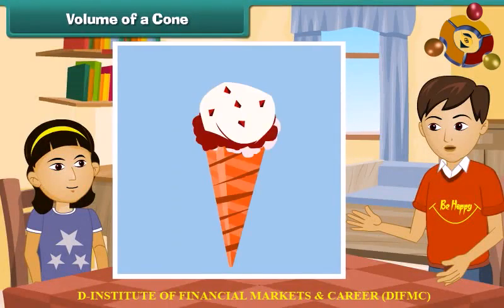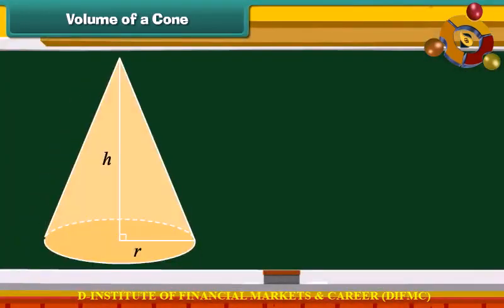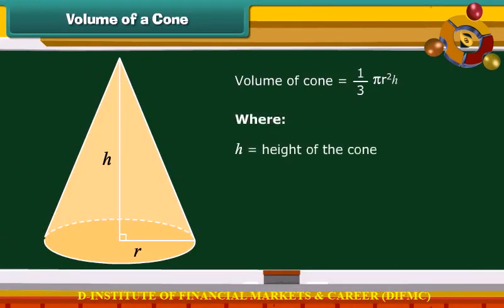Wow, yummy ice cream! Have you ever wondered how much ice cream it would take to fill up a cone? Have a close look at its cone. It has a round base which narrows to a point. Are you interested in measuring its volume? The volume of a cone is simply given by 1/3 pi r squared h, where h is equal to the height of the cone and r is equal to the radius of the circular base of the cone.